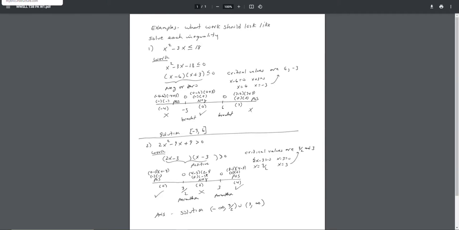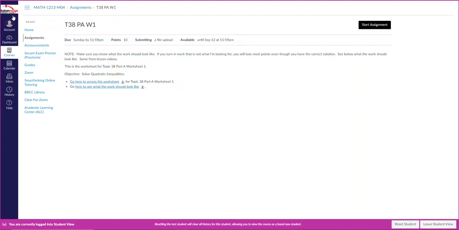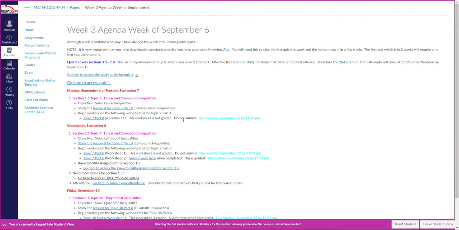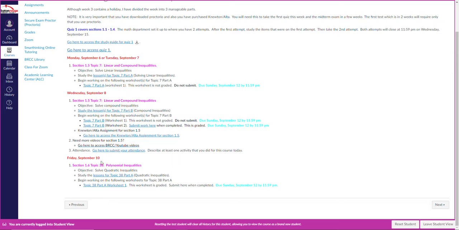All right, so now let me go back, and here's a worksheet that goes with it. So that is what you're going to look at for week 3. And week 4, the following week, we're going to talk about rational inequalities, and then we're going to talk about absolute value equations and absolute value inequalities. So that is weeks 3 and 4.